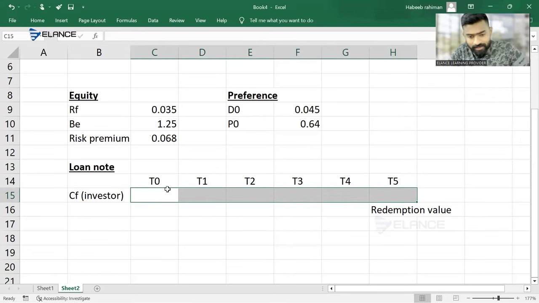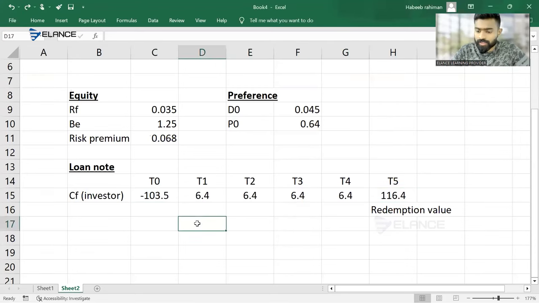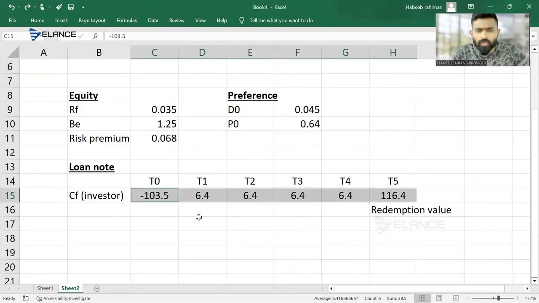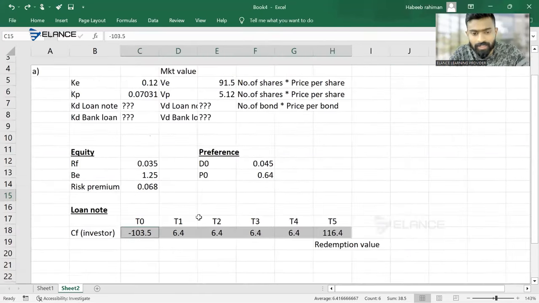Hope you guys have done these figures. From the investor's viewpoint, the investor has to invest 103 today and is guaranteed this much in returns. So what is the rate of return inside this investment? That is calculated by IRR. Internal means inside. Rate of return.